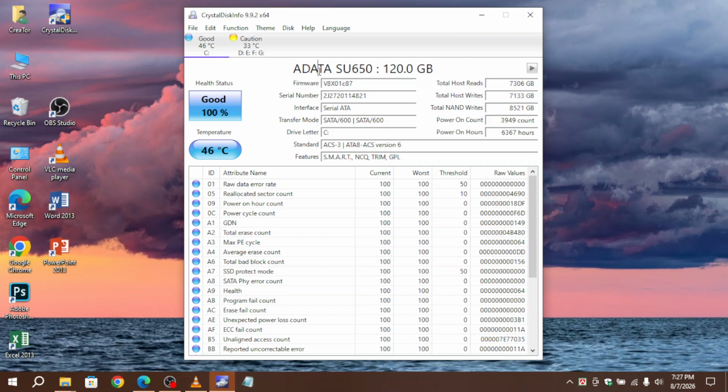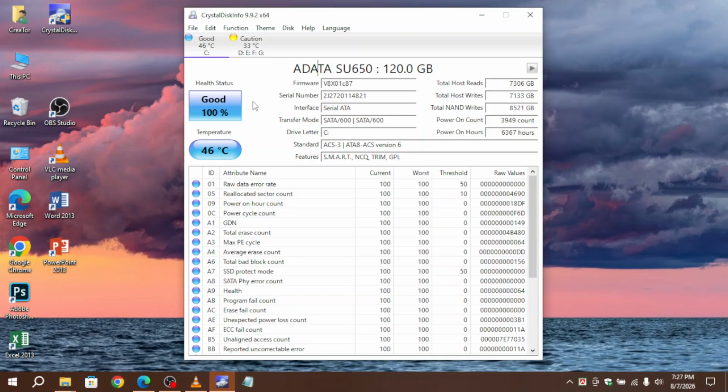Start with health status. CrystalDiskInfo normally shows good, caution, bad, or unknown. If your NVMe drive shows good, the reported health indicators are currently within the software's normal range. If you see caution or bad, take it seriously and back up important files before troubleshooting further.